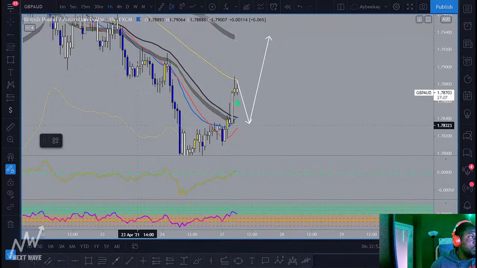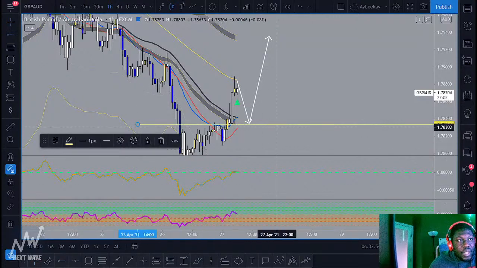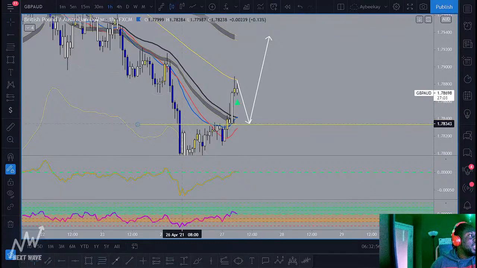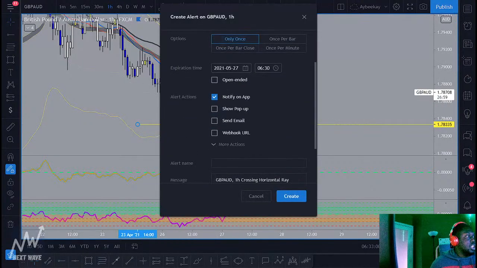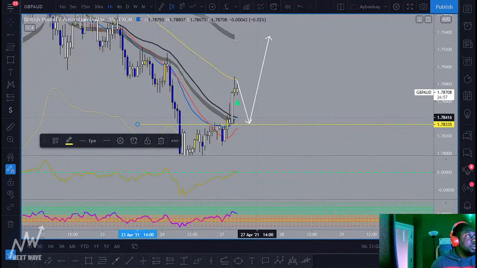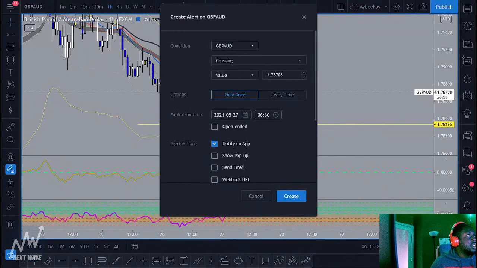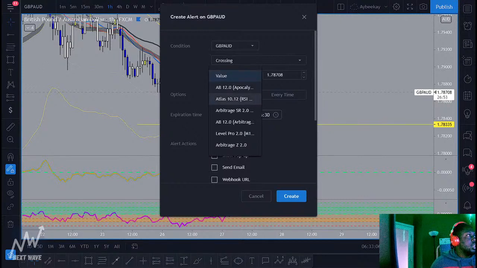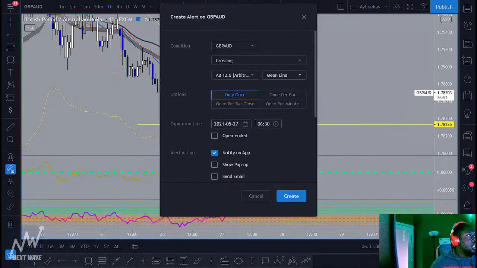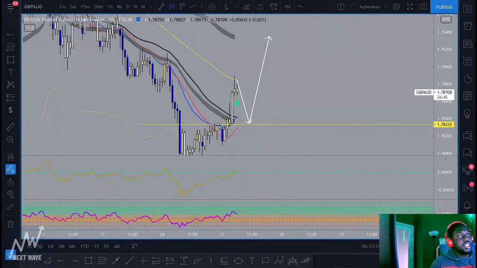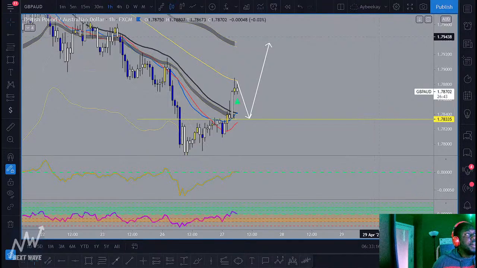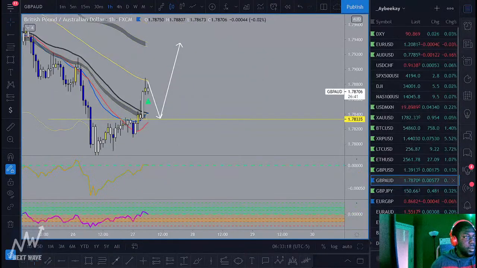I'm going to have just 1.78335, and that would be just an area of arbitrage, like an RSI line. Or actually, you know what? Let me not even do that. I'll just do a GA crossing, arbitrage, RSI line, only once. And there we go. So let's see how that plays out on GA.